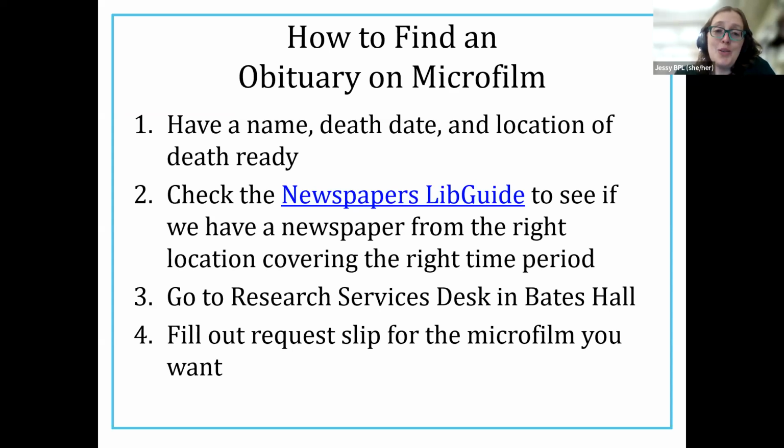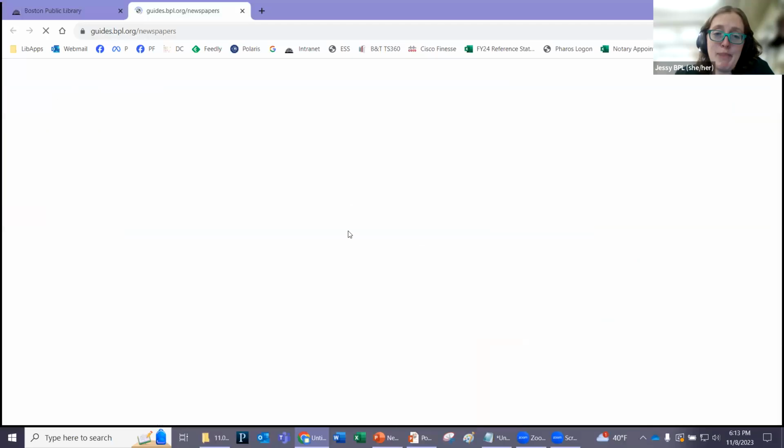If you don't know the exact death date, you can request a death certificate from, in Massachusetts, the city or the town clerk's office, or in Boston, the registry division at City Hall. The death certificate will have the date of death on it. But once you have all that information, what you want to do first, you can check out the newspaper's research guide, which we also have in a big, thick binder at the desk, so you can actually just leaf through it in paper format if that's what you'd prefer.